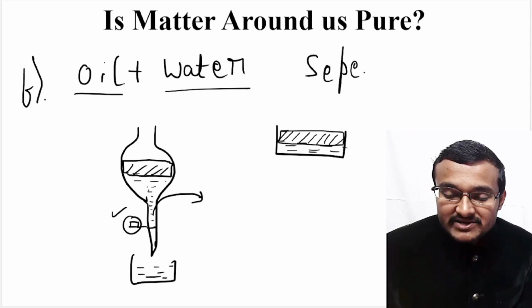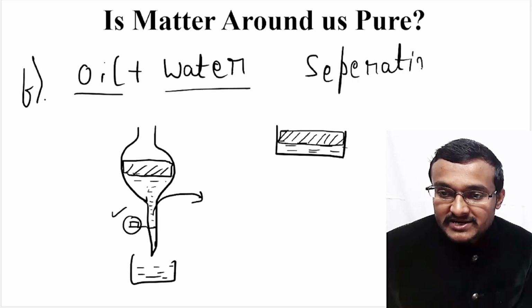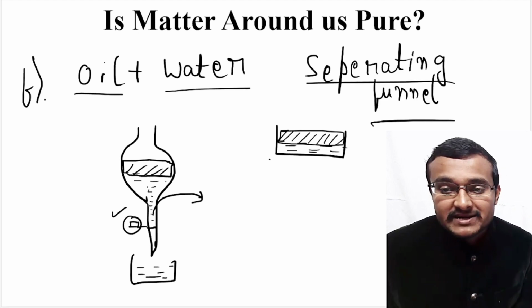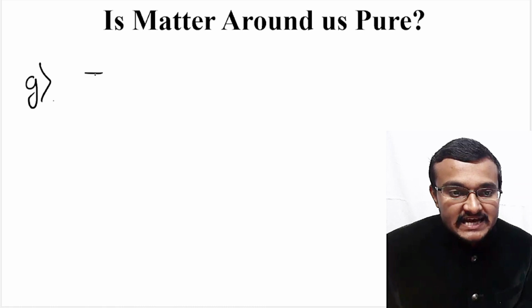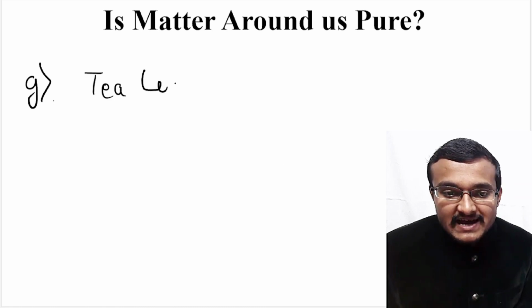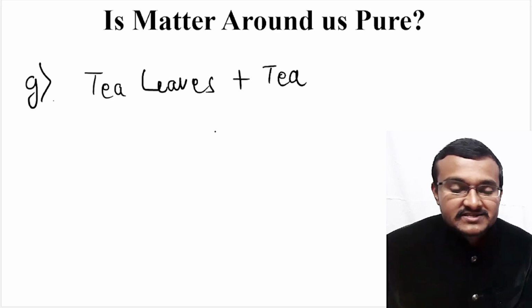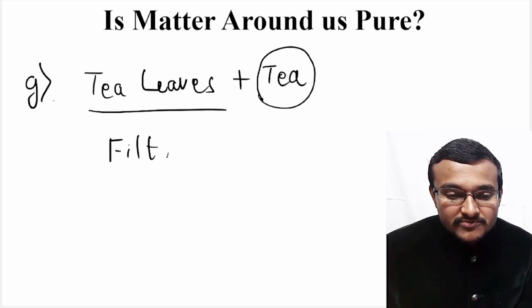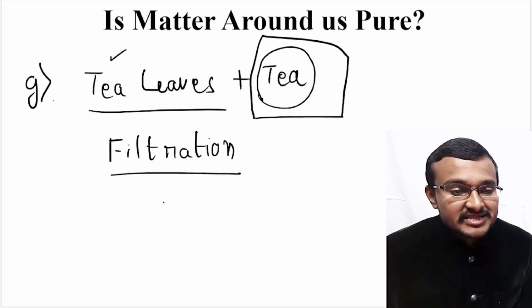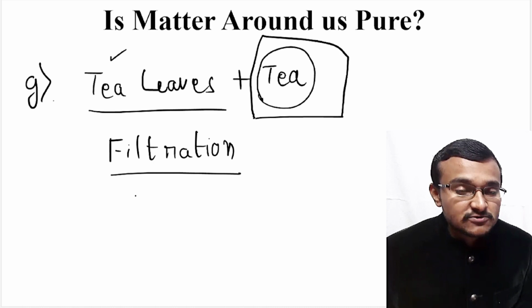So separating funnel can be used to separate oil and water. So coming to the G question, here they have given tea leaves and tea. So tea leaves plus tea is the mixture which they have given here. To separate tea leaves from this particular tea, you can actually use normal filtration method. So filtration method can be used to separate tea leaves from tea.